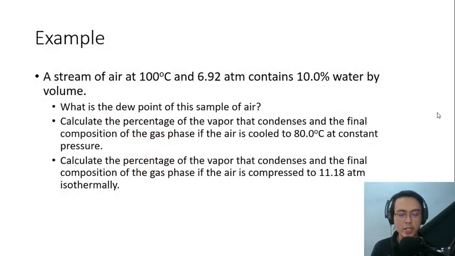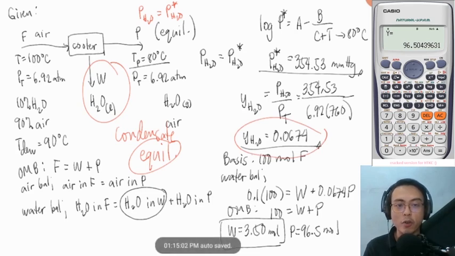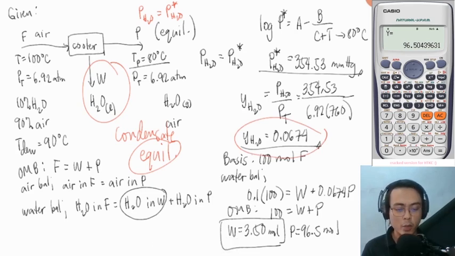Okay, let's answer this last one. Calculate the percentage of the vapor that condenses and the final composition of the gas phase if the air is compressed to 11.18 atmospheres isothermally. By the way, in the second problem, we forgot to determine the final composition of the gas phase, but we already actually did solve for the mole fraction of water. So we now have that. You simply subtract this from 1, you get the mole fraction of air. Okay? So we kind of answered it already.